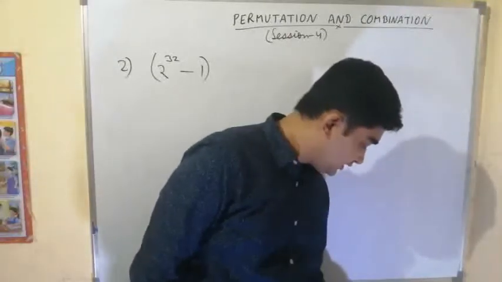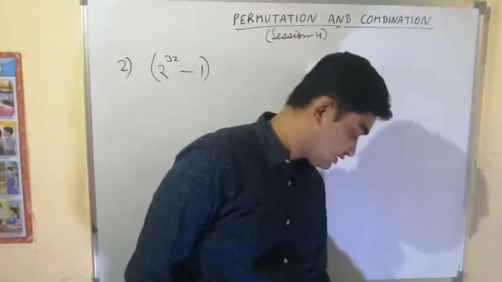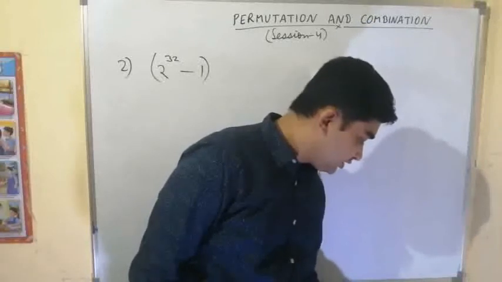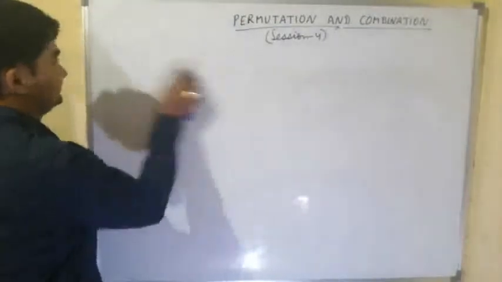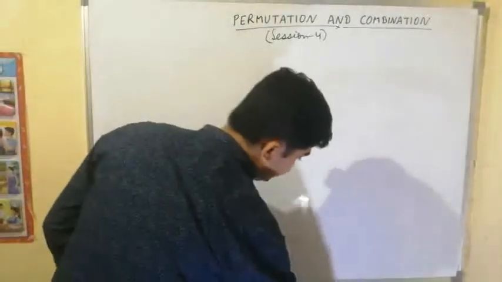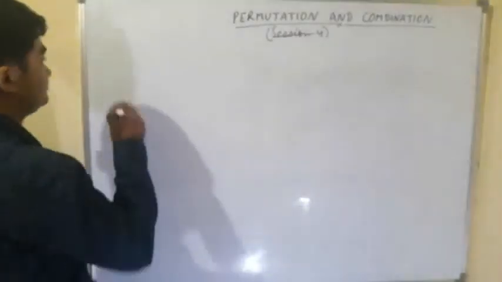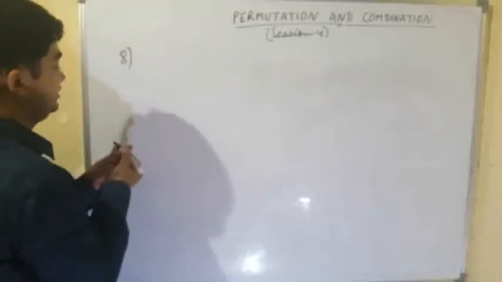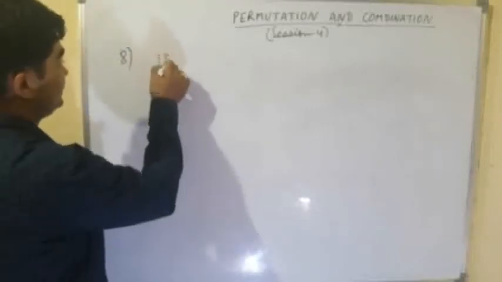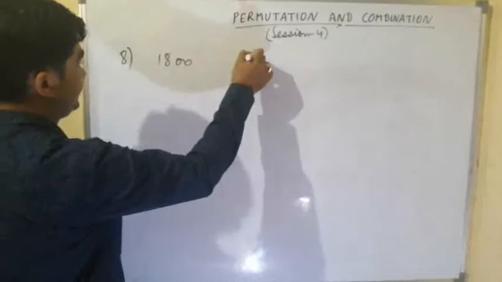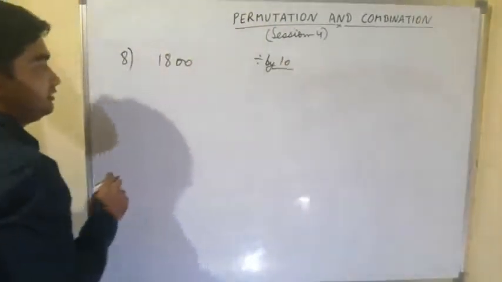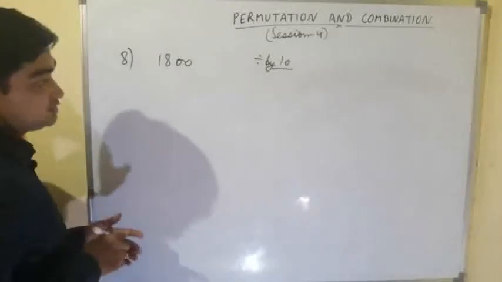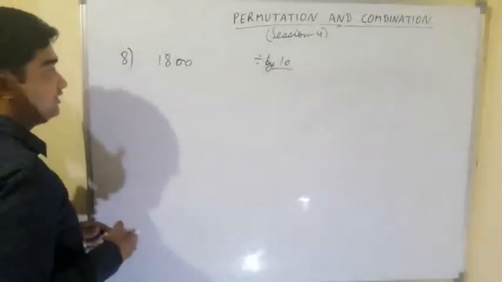Then we will do the next problem, that is question number 8 from that exercise. The number of proper divisors of 1800 which are also divisible by 10. To find the number of divisors, first let us find the factors of 1800.